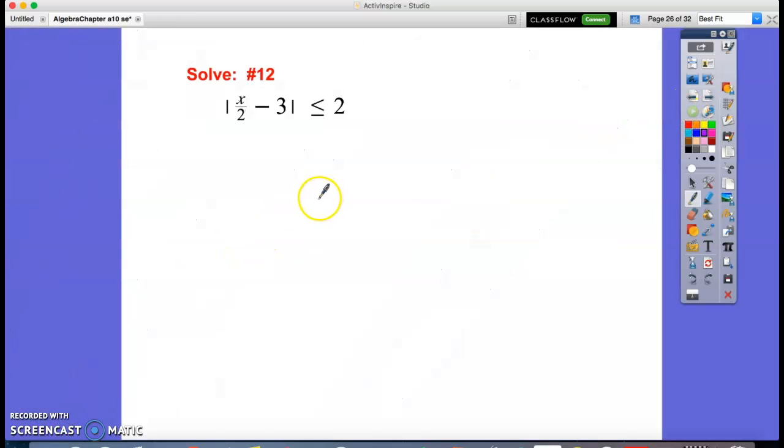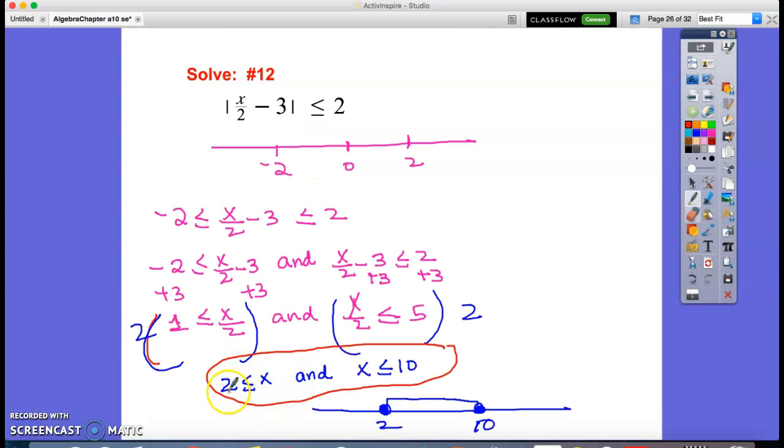So let's do one more problem. Again, pause the video and then check your solution. So you should get 2 less than or equal to x and x less than or equal to 10. And this is the graph. So that's basically it.